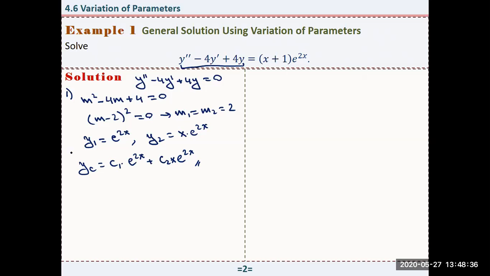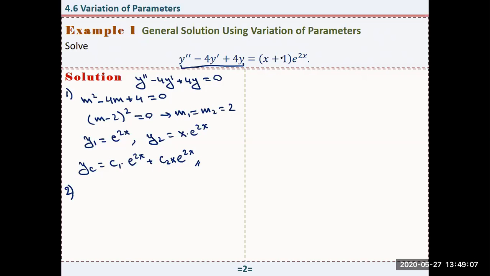So the second part, now we need to find the particular solution of this differential equation. On the right hand side, we have x plus 1 times e to the power 2x, right? Actually, using the previous method that we have learned in our previous videos, we can solve this, but here we are going to use this method, variation of parameters, right? Usually this is a general method. We can solve this for any type of function which is here.